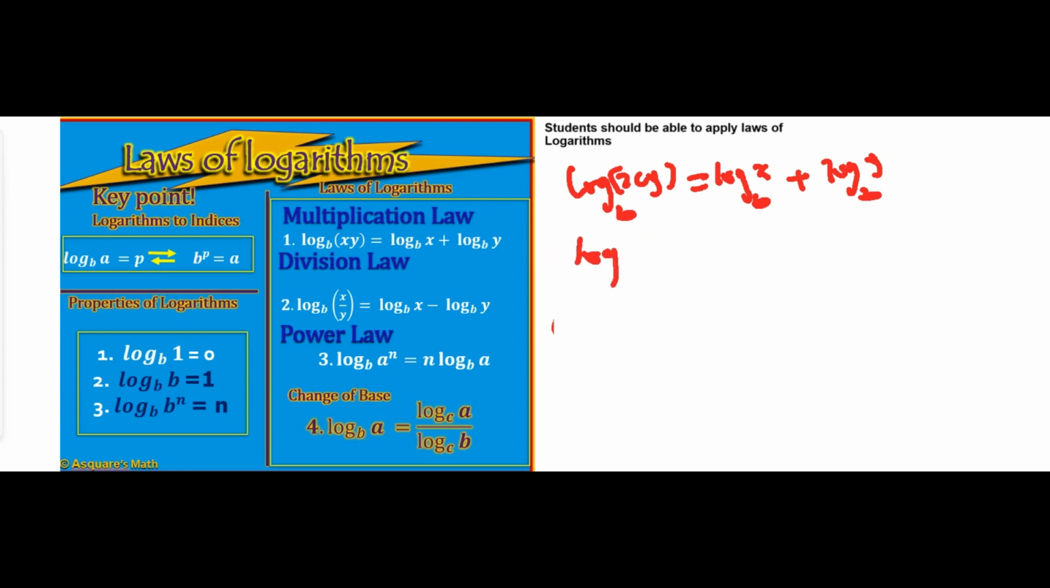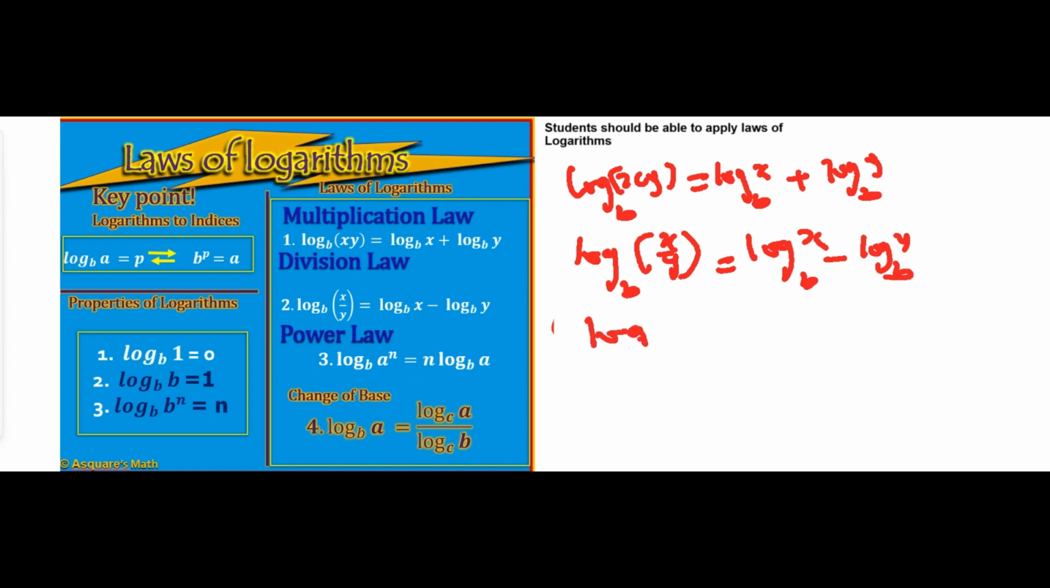It says if I have log open bracket x over y to base b, it can be split as log x base b minus log y base b. It can come from left to right or right to left. That is, log x base b minus log y base b can also be log open bracket x over y base b. Okay? Alright. The third one is the power law. The power law is talking about power.